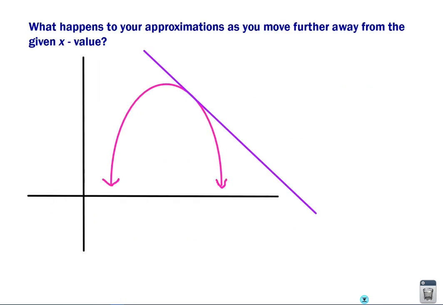Well, some guy named Euler was like, well, what happens as you get further and further away from the given x value?